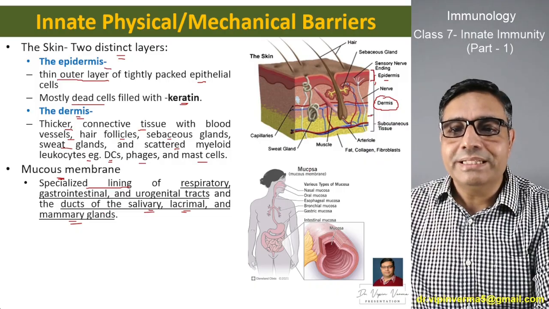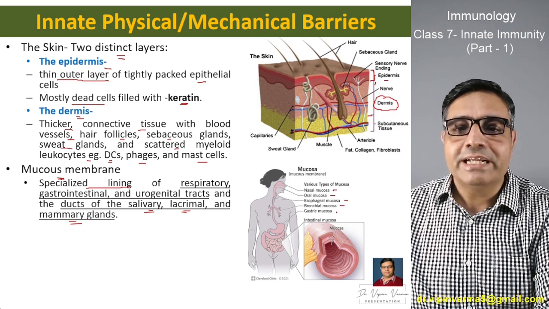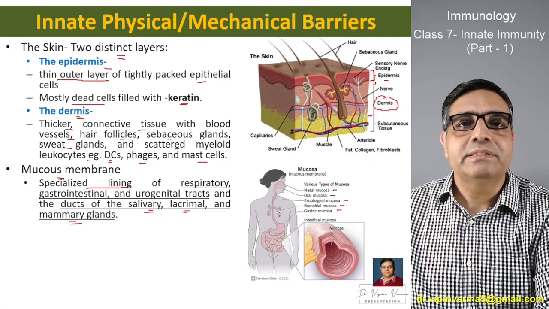Okay, so here you can see the different mucosa, the various types of mucosa. We have nasal mucosa inside the nose, then we have oral mucosa inside our mouth, then we have esophageal mucosa in our esophagus, then we have bronchial mucosa in our respiratory tract, and then we have the gastric mucosa in our stomach. So these are some of the examples.